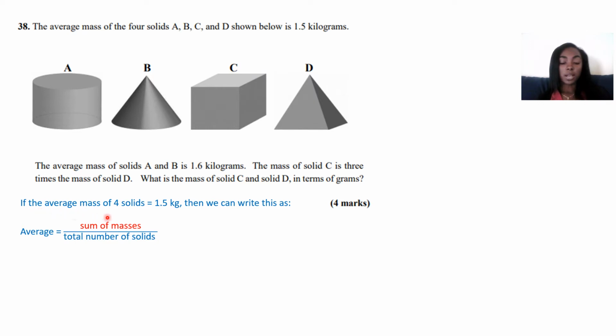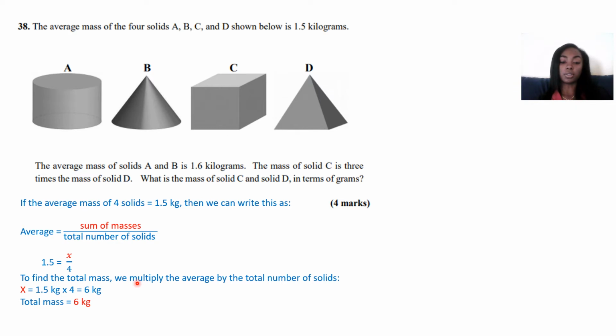So they said the average mass of 4 solids is 1.5, then we can rewrite this now as average is equal to the sum of the masses, which is from these 4, divided by the total number of solids. When we put the information into the formula, 1.5 will be the average that they give us, is equal to the sum of the masses. So replace it with x because we don't know what it is as yet. And we know that we are dividing by 4 because the total number of solids is 4. To find the total mass, we're going to multiply the average, which is this 1.5, by the total number of solids, which is 4. So 1.5 by 4 will give us 6 kilograms.